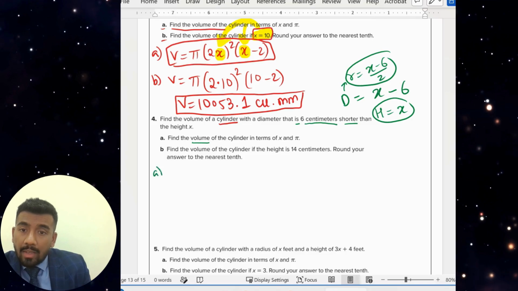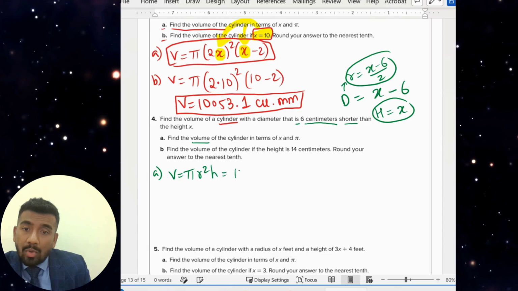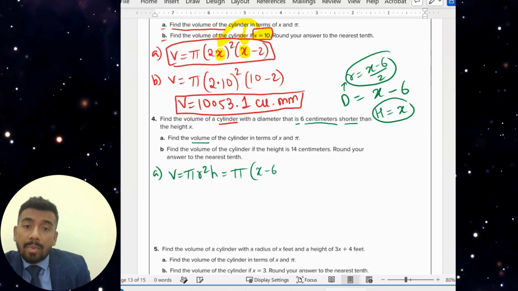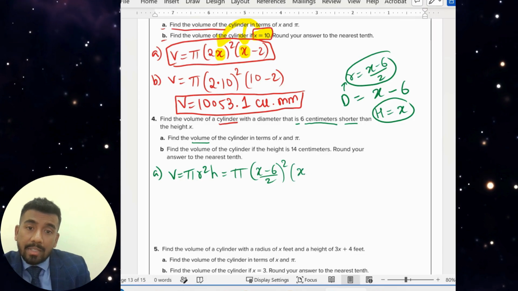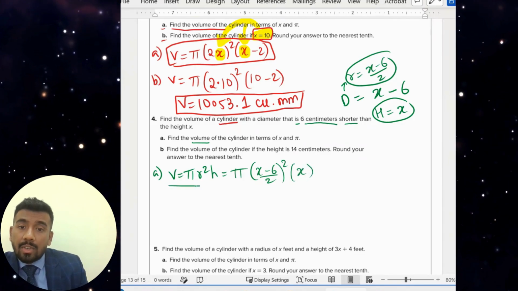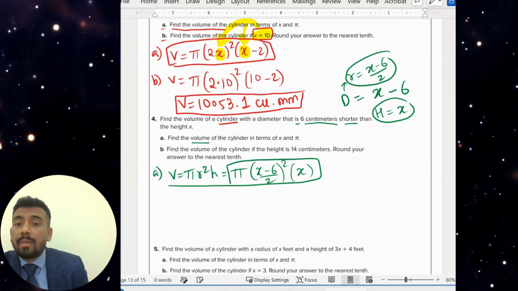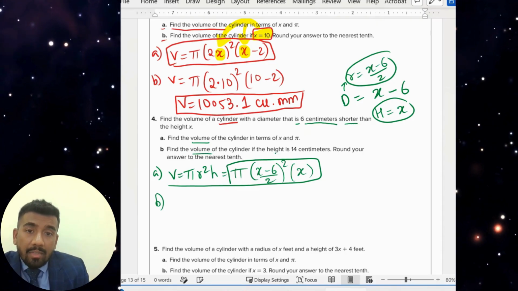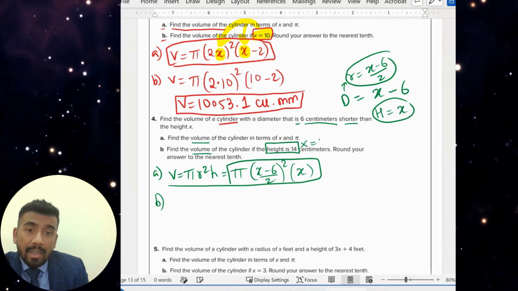So let's do A. What's the volume? Pi r square h. So that's pi, radius (x minus 6) over 2 whole square, h is x. That's finished. That's your first answer. Let's go to B. Find the volume of the cylinder if the height is 14. What do you mean by height? Your x. X is 14.